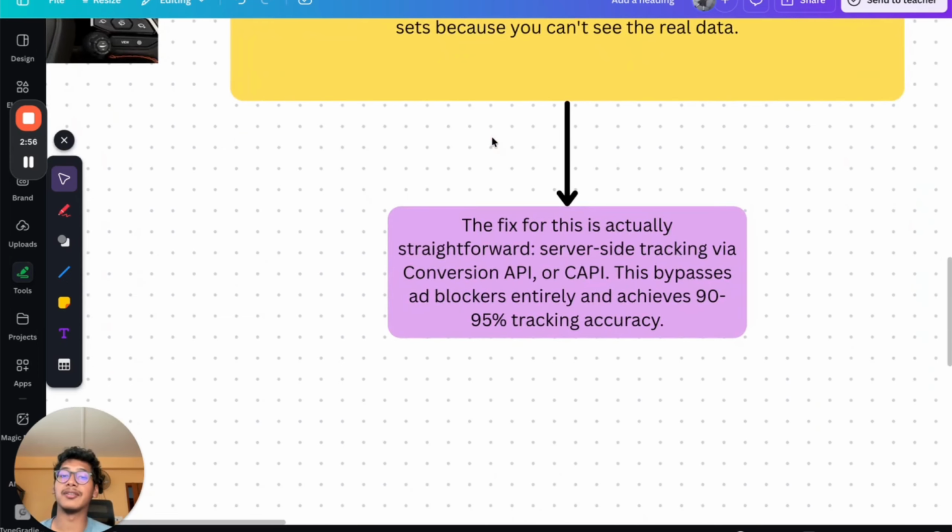So the fix for this is actually straightforward. Just install server-side tracking via Conversion APIs, or CAPI. This bypasses ad blockers entirely and achieves 90 to 95% tracking accuracy.